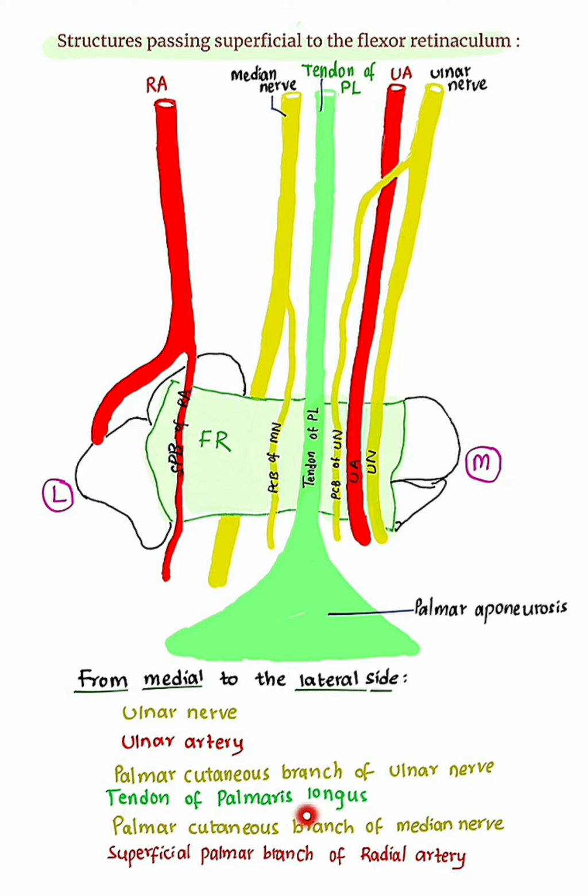Tendon of palmaris longus. Palmar cutaneous branch of median nerve. It arises from median nerve. It passes superficial to flexor retinaculum and supplies skin on thenar region and central part of the palm. Superficial palmar branch of radial artery.